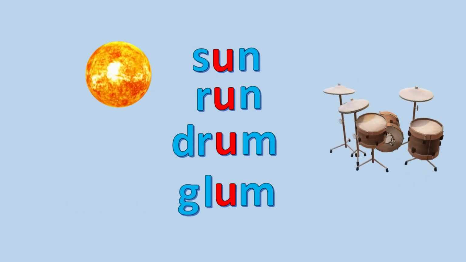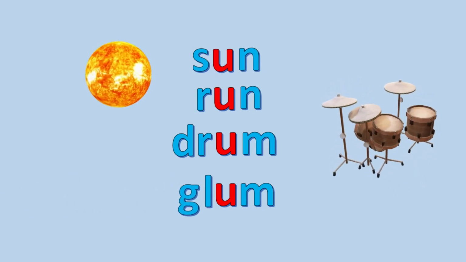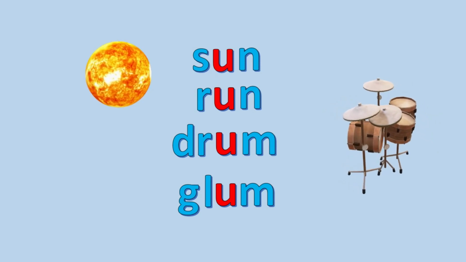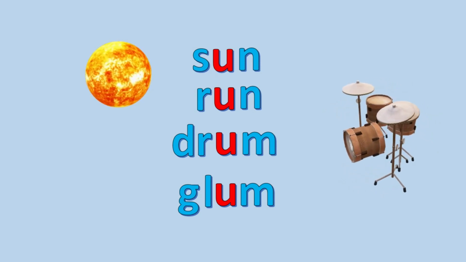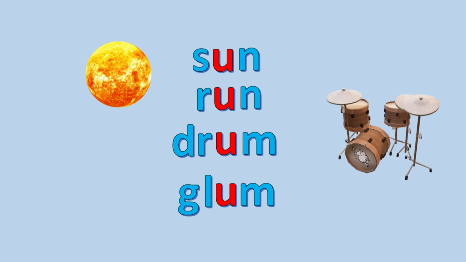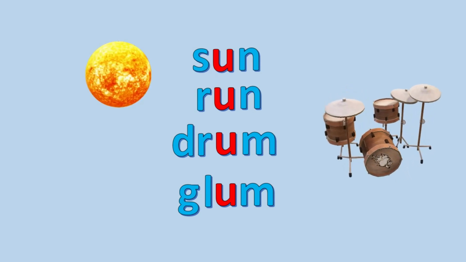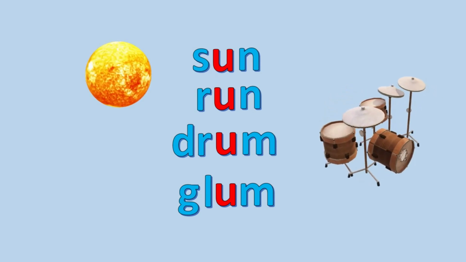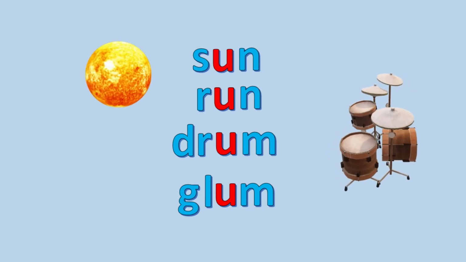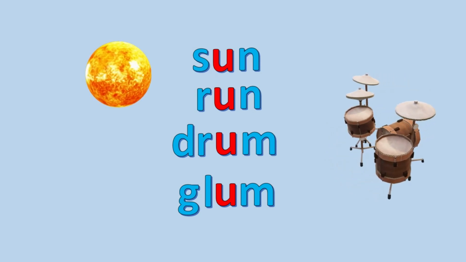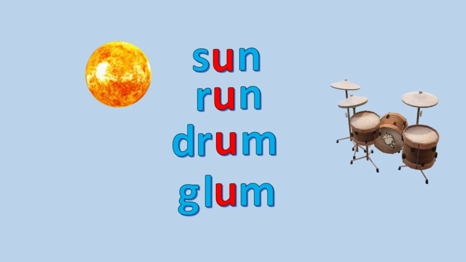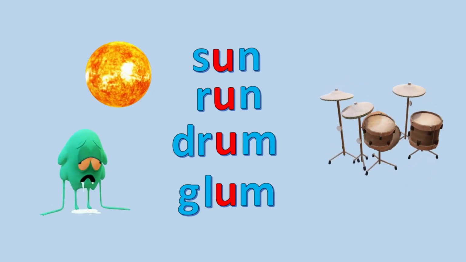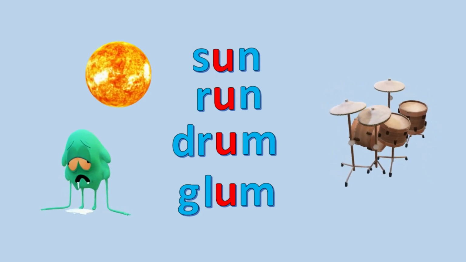Now switch the D and the R for a G and an L. G is a letter that we haven't met before. It makes the sound G, like in glad and bug. So this word now has four sounds: G, L, U, M. And the word is glum.